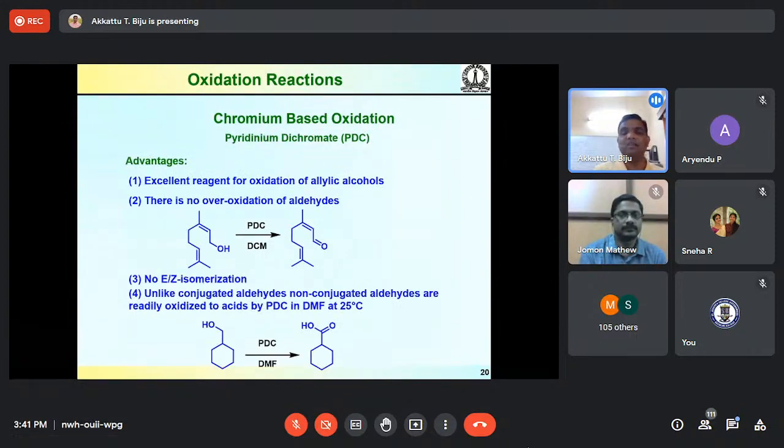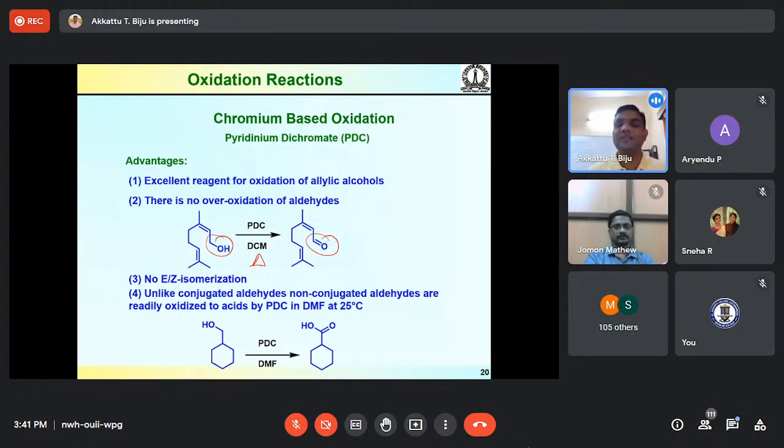So again PDC can be useful. In this PDC oxidation, it can further oxidize the aldehyde. So if we have excess of reagent under heating condition, this can undergo an ene type reaction as we discussed earlier. So yeah, this is also one of the important applications of PDC.